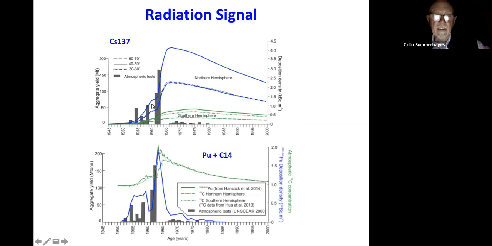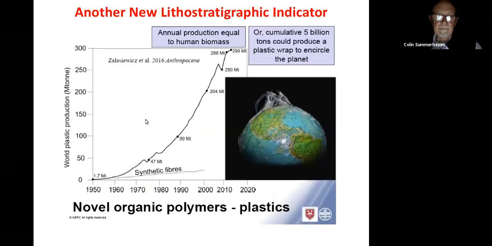And so here you see two things. First of all, the blue heavy line at the top, that's the signal at latitude 40 to 50 north, which is where most of the tests took place. The dashed and dotted lines down here at lower levels represent the same signal of cesium, but at the northern latitudes of 60 to 70 degrees north, and more tropical latitudes of 20 to 30 degrees north. And the green stuff down at the bottom is their southern hemisphere equivalent. Obviously, a lot less in the southern hemisphere because most of the testing was done in the north. So again, this will help us to pin down the beginnings of Anthropocene time with the geochemical signature.